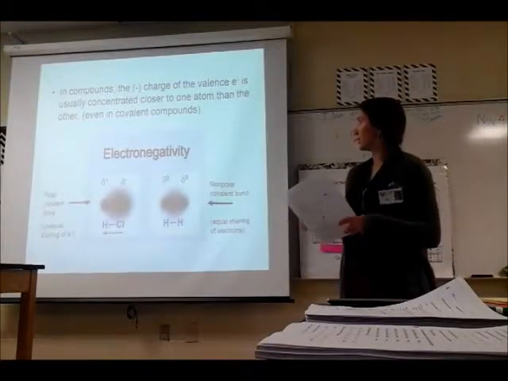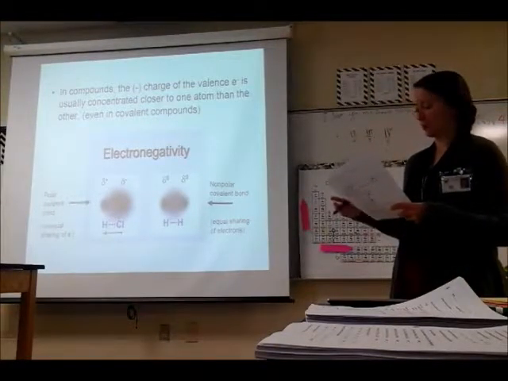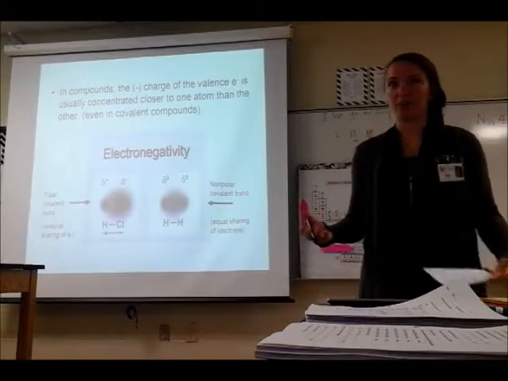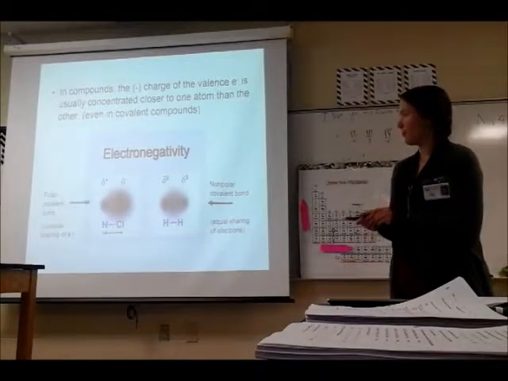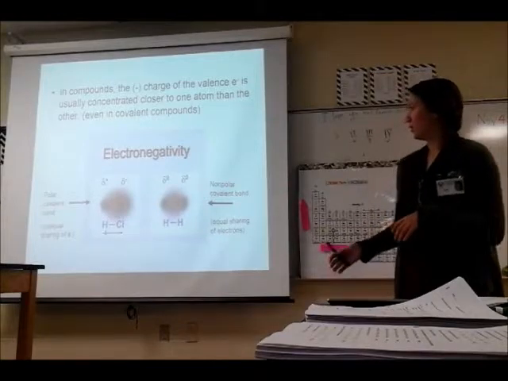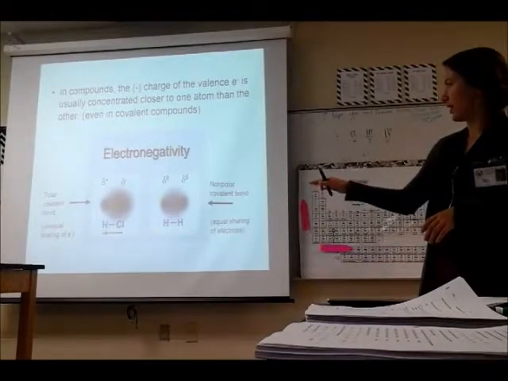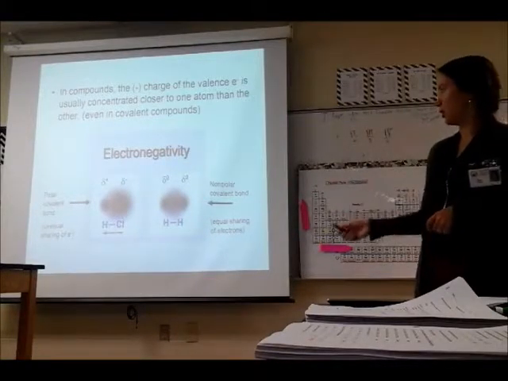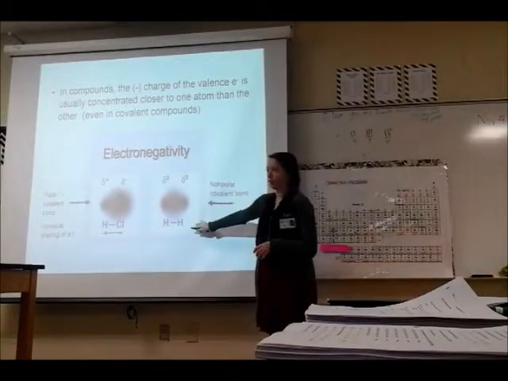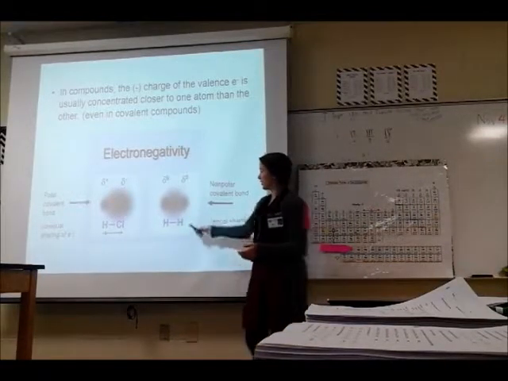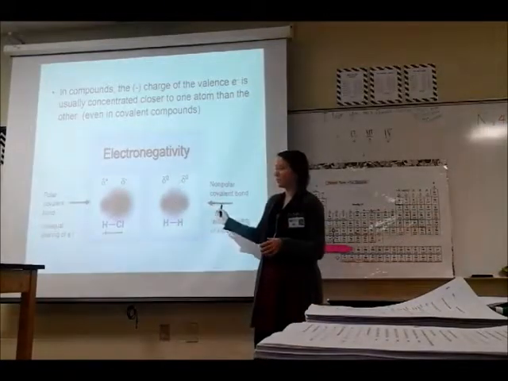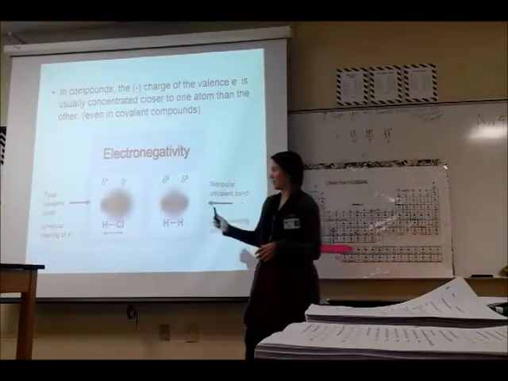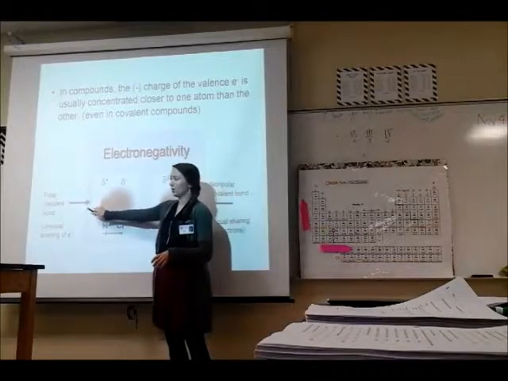So, in the compound, the negative charge of the valence electrons is usually concentrated closer to one atom than the other. Like even in covalent bonds, even just between nonmetals. So, I mean, we know on covalent bonds we can have polar or nonpolar, whether it's sharing it equally or non-equally. So, on the right here we have nonpolar, so we know that's shared equally. You can see the concentrations on both sides. But on our polar, y'all know the polar, where it stays a little bit more on one side sometimes. It's unequal sharing, and so it's a little more concentrated.